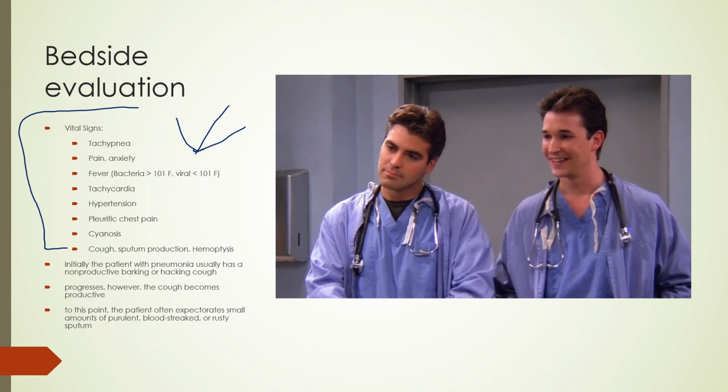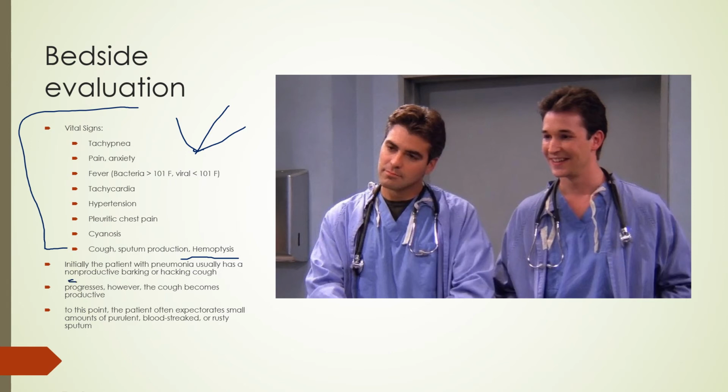Pleuritic chest pain, where we just talked about chest pain. Cyanosis, of course, can be present with this, especially if it's an interstitial pneumonia. Cough and sputum production, and even a cough with blood, hemoptysis, can be possible as well. Now, that doesn't mean every patient's going to show up with all these every time, right? It's not like that, but these are just in general what their presentation may show up as.